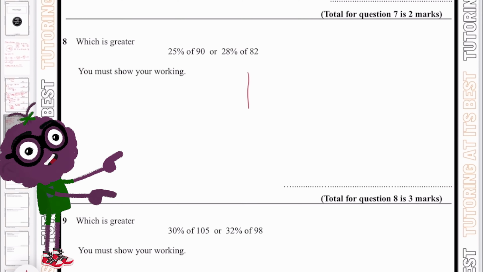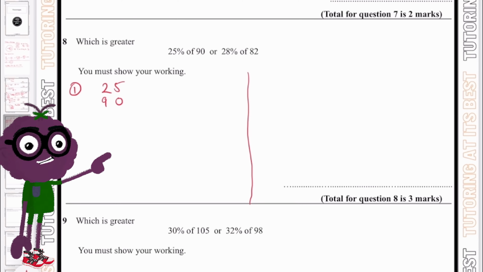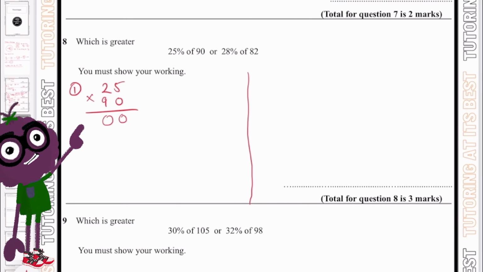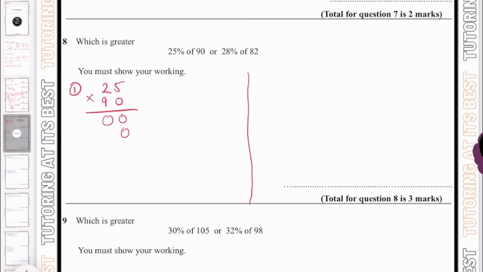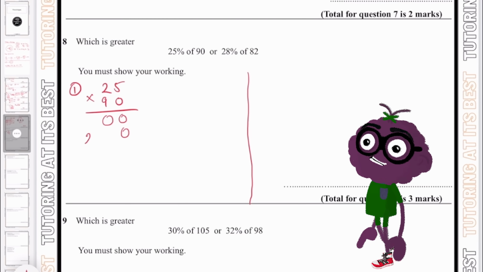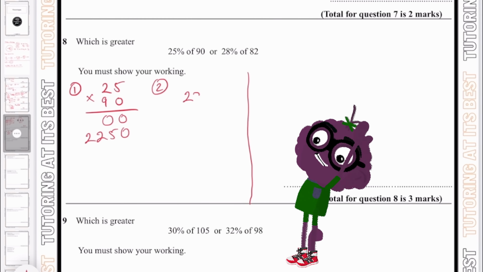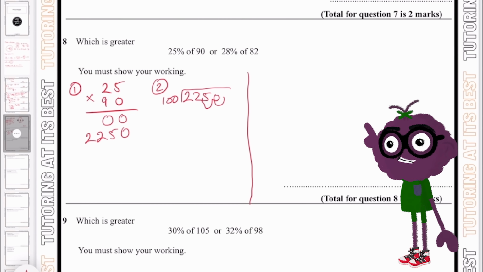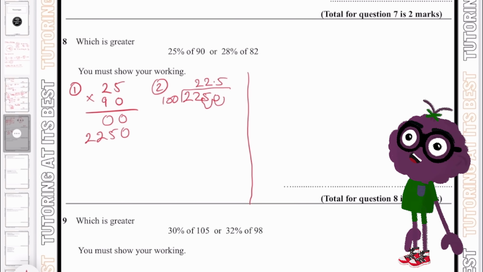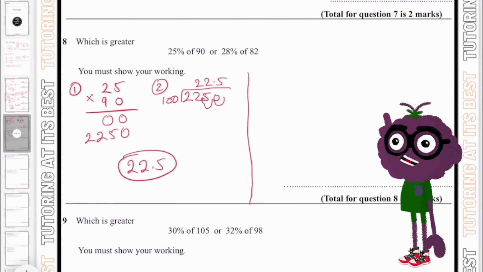So what I'm going to do is I'm going to split my page here. Step 1, let's have 25 times by 90. And again, we know 25 times 0 is 0. We'll put our place value holder, and 25 times by 9, we know that's going to be 225. And then step 2, we'll have 2,250 divided by 100. So we jump twice and we'll get 22.5. So now we know that 25% of 90 is 22.5.